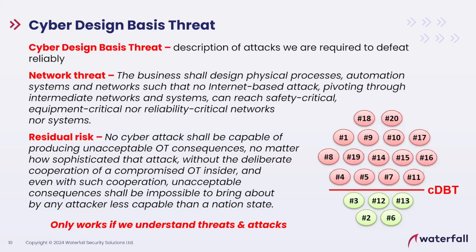Well, what we need to do is define engineering grade preventions for unacceptable consequences. Safety consequences we can do with electromechanical protections. If we want to prevent the plant going down at all, we have to prevent malware getting into the plant in the first place. We need engineering grade protection to prevent the propagation of cyber attacks. And this is where cyber design basis threat comes in.